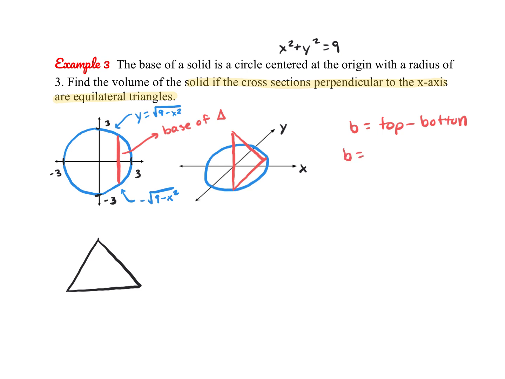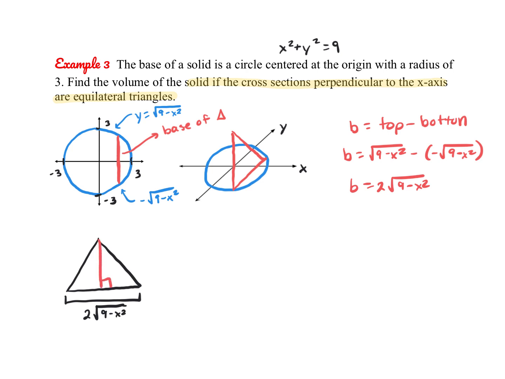So the base of our triangle is the top equation minus the bottom equation. So the base is 2 times the square root of 9 minus x squared. So that's this distance right here. But we know to find the area of this triangle, we need 1/2 times the base times the height. So we need to now find a way to describe this height.